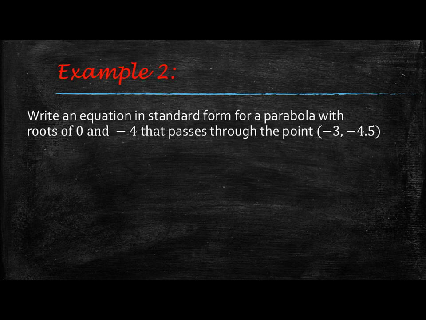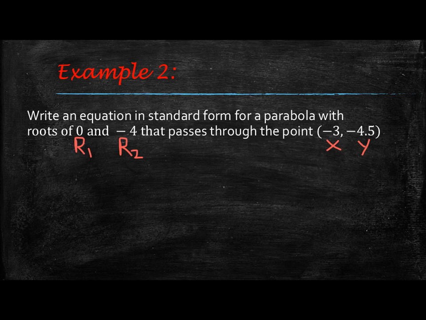Okay, and in our second example, it says write an equation in standard form for a parabola with roots of 0 and -4 that passes through the point (-3, -4.5). So if these are our roots, then we're going to use 0 for our r1 and -4 for our r2. So we're going to use intercept form. And then we're going to use our x and y from the point that's given to us.